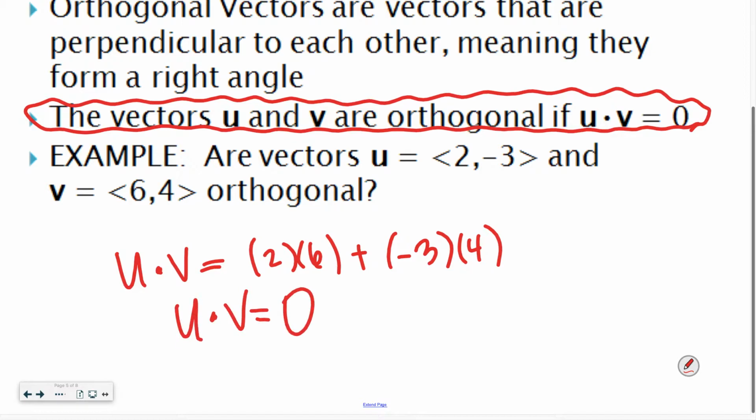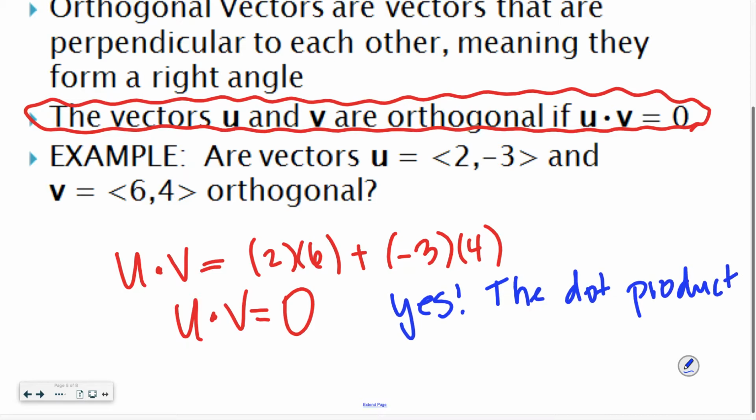The dot product is 0, okay? So if I were to ask you, are these vectors orthogonal? You would write yes. The dot product is 0. If I ask you for an explanation, you would need to tell me because the dot product is 0. I need you to be able to convey that in words. You know that these two are orthogonal because the dot product is 0.